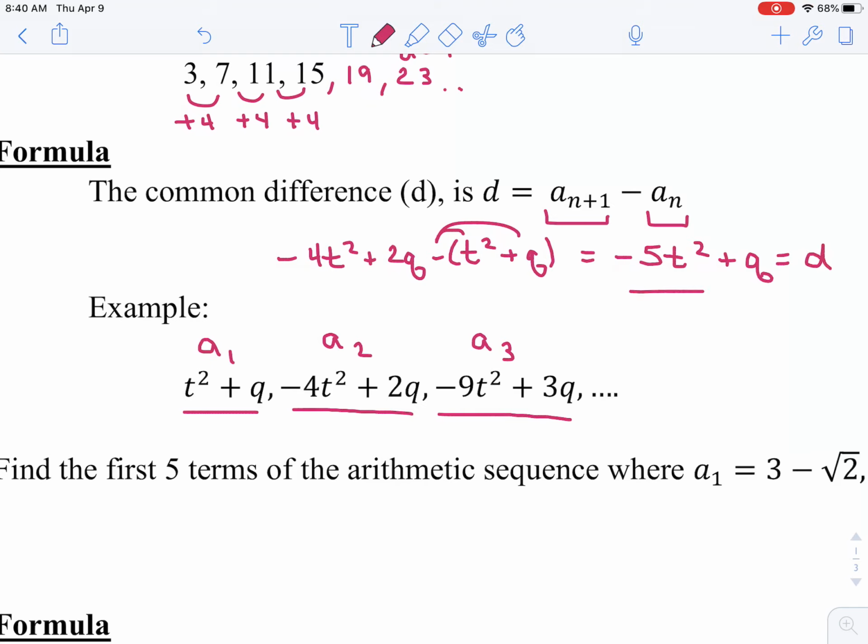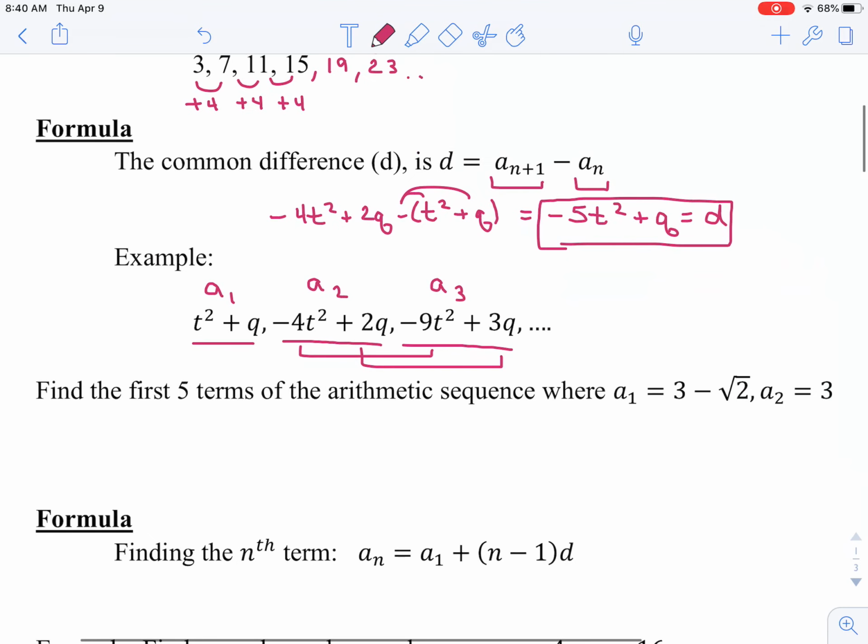So that is D. That is supposed to be our common difference in this sequence. If we check that, if we go from 2 to 3, okay, we went down 5t squared and we went up 1q. So it works out perfect.